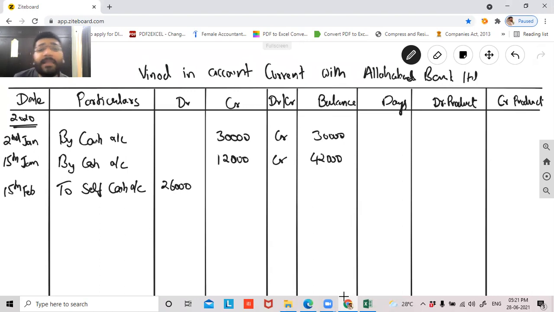Now, please tell me, what is the balance left in the bank account? 42,000 minus 26,000 is how much? 16,000 rupees. Now tell me, guys, is the 16,000 a credit balance or a debit balance? Credit balance. Still 16,000 the bank is liable to pay to the customer, that is Vinod, in the future. So it is still a credit balance. Are you able to follow what is happening? What are we trying to do? We are just trying to prepare the bank statement, the way the bank prepares the statement and gives it to us. We have not yet started with the current account calculation. I'm just presenting the bank statement to all of you.